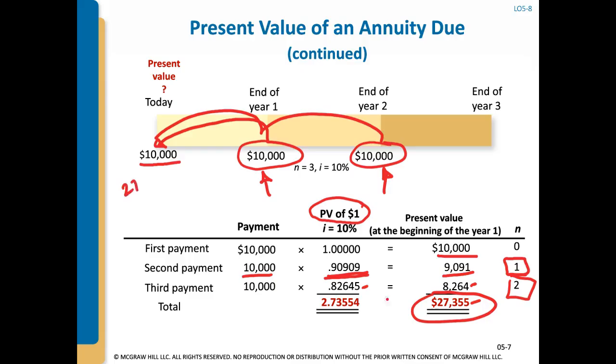So this tells us we would need $27,355 total to invest in order to make a payment of $10,000 right away. So really, we would make the $10,000 today, and then we would have enough money to make a $10,000 payment at the end of year 1 and at the end of year 2.